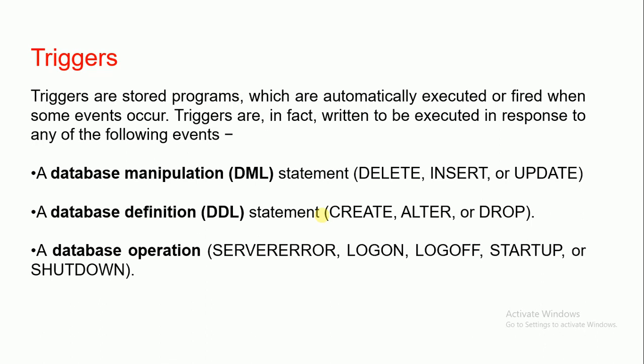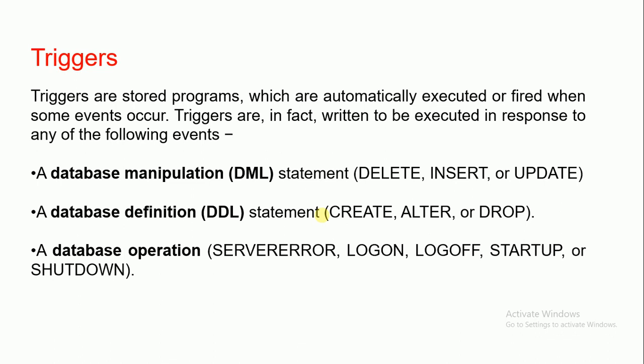For example, when you want to select some program on your computer, what are you going to do? You are going to select that program with the help of the mouse by clicking. So the click is called an event. When that event occurs, your program is opened.